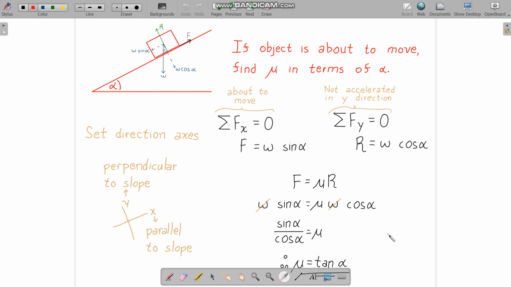So we have here an inclined plane. The object is about to move, find mu in terms of alpha. First of all, we can split the weight W into components, W cos and W sin. We have the normal reaction, and we can set the axes perpendicular to the slope and parallel to the slope. Sigma F x is 0 because it's not accelerated, just about to move. The F wants to be equal to W sin, and sigma F y equals 0, so R equals W cos, and F equals mu R. You can replace F with mu W cos... replace F with W sin and R with W cos, cancel out W, and mu is therefore tan alpha.